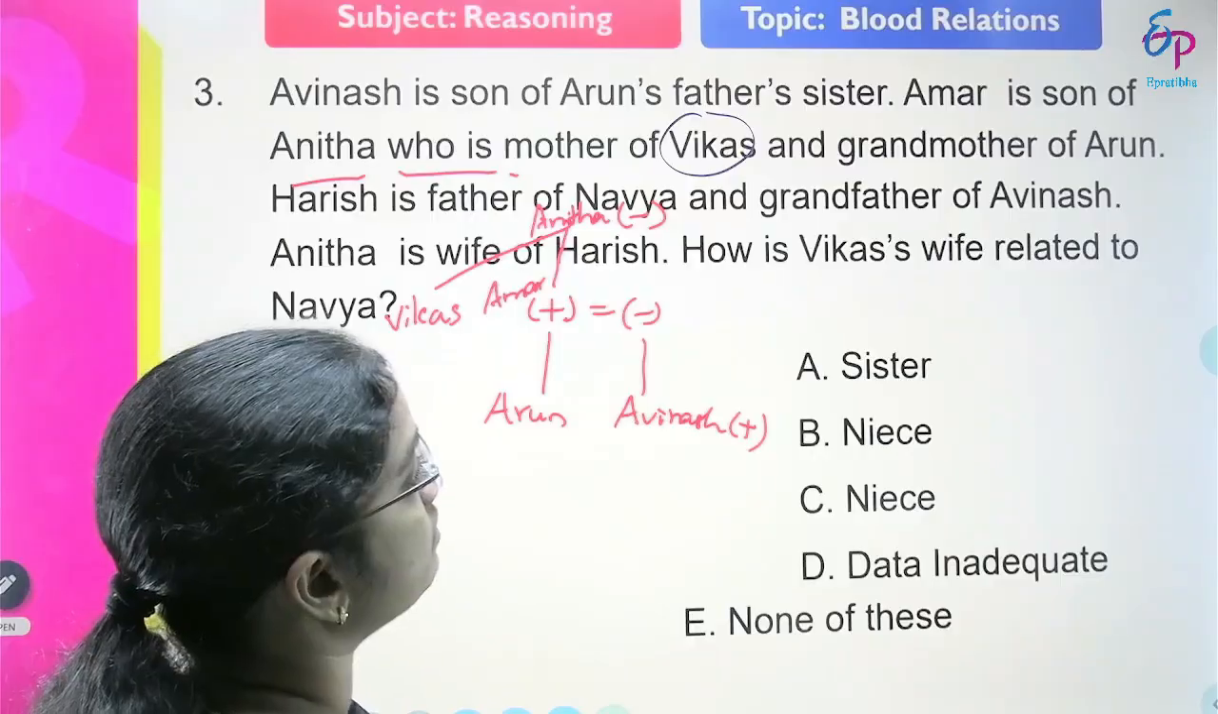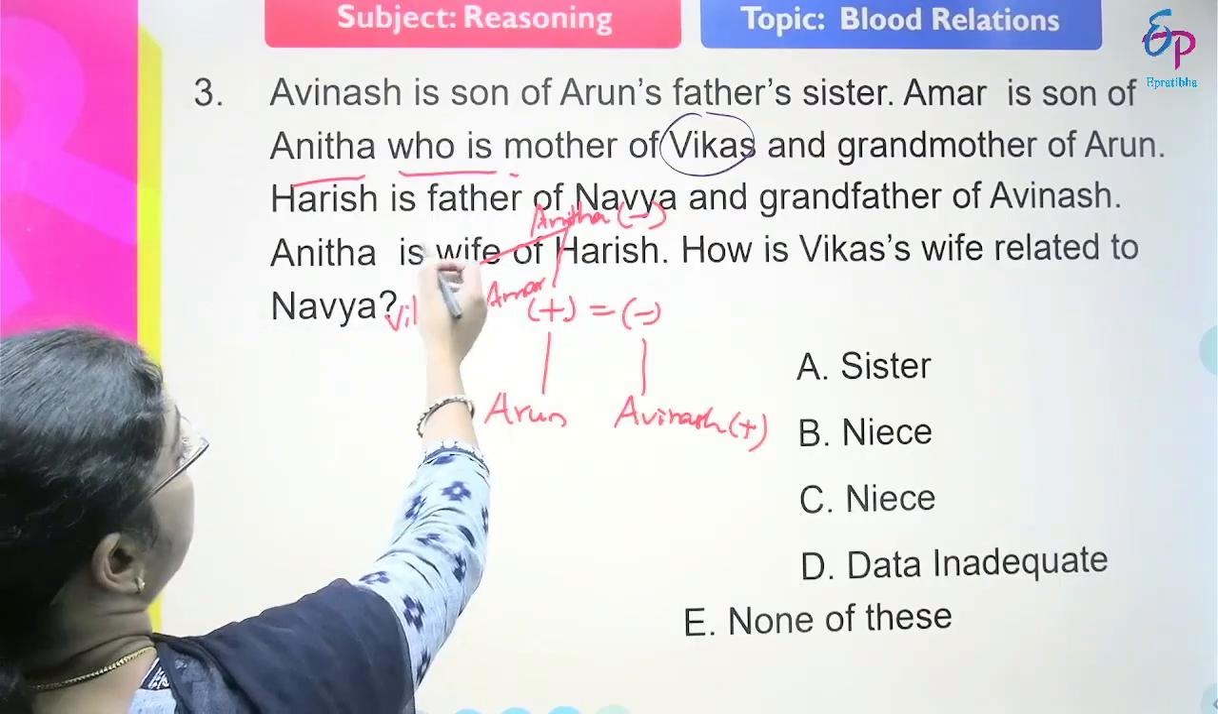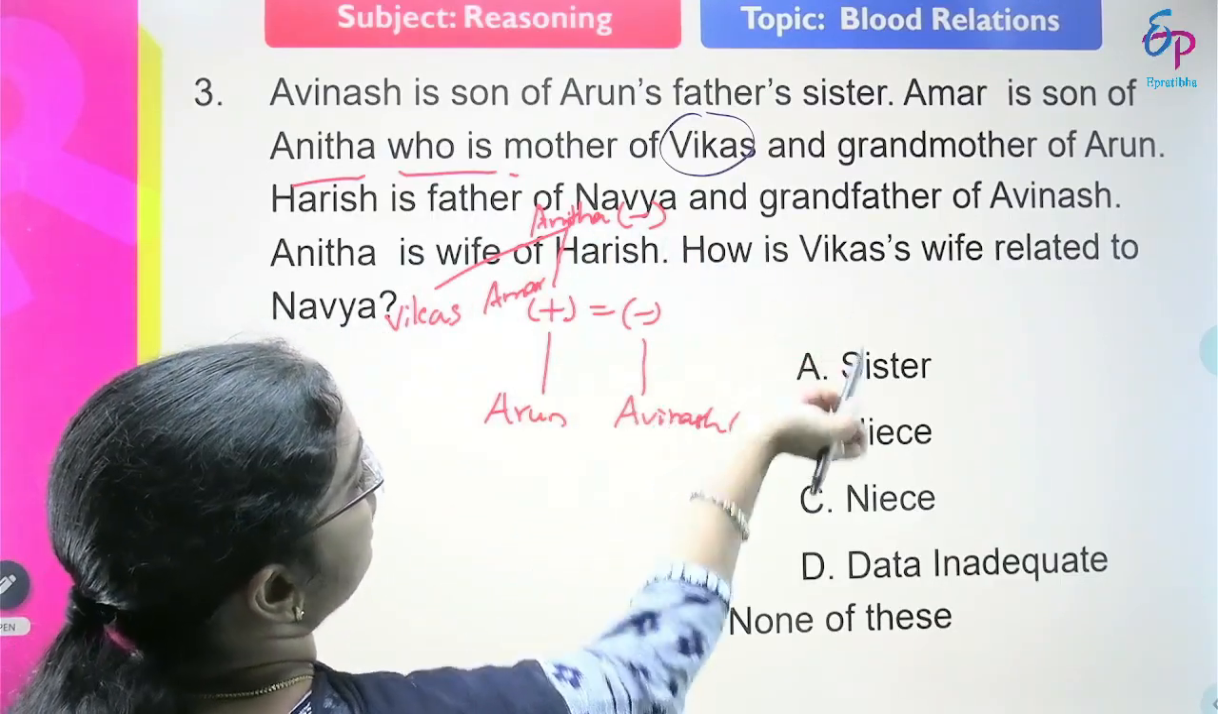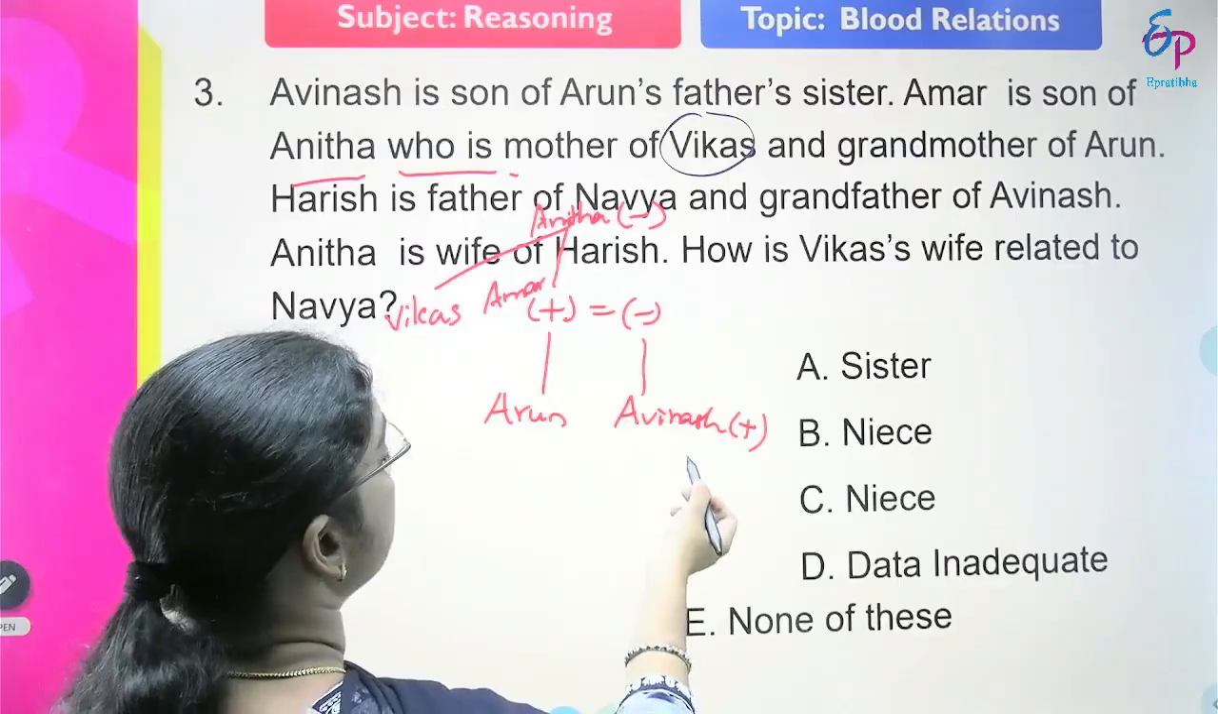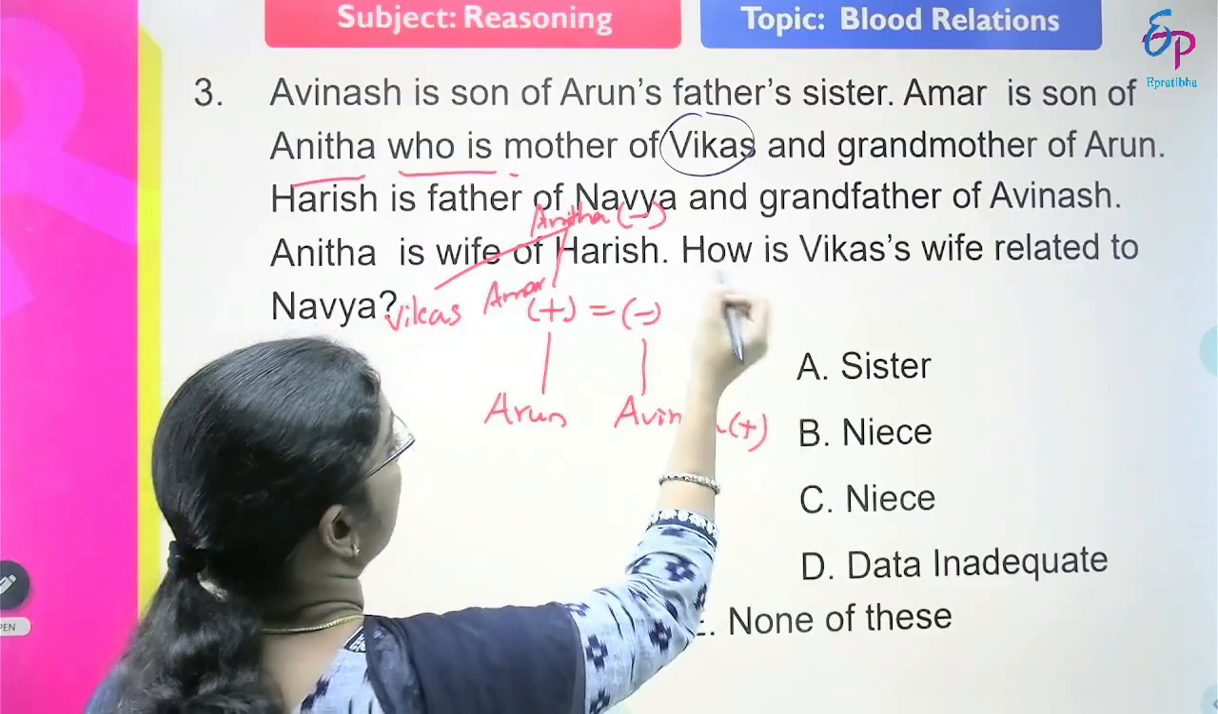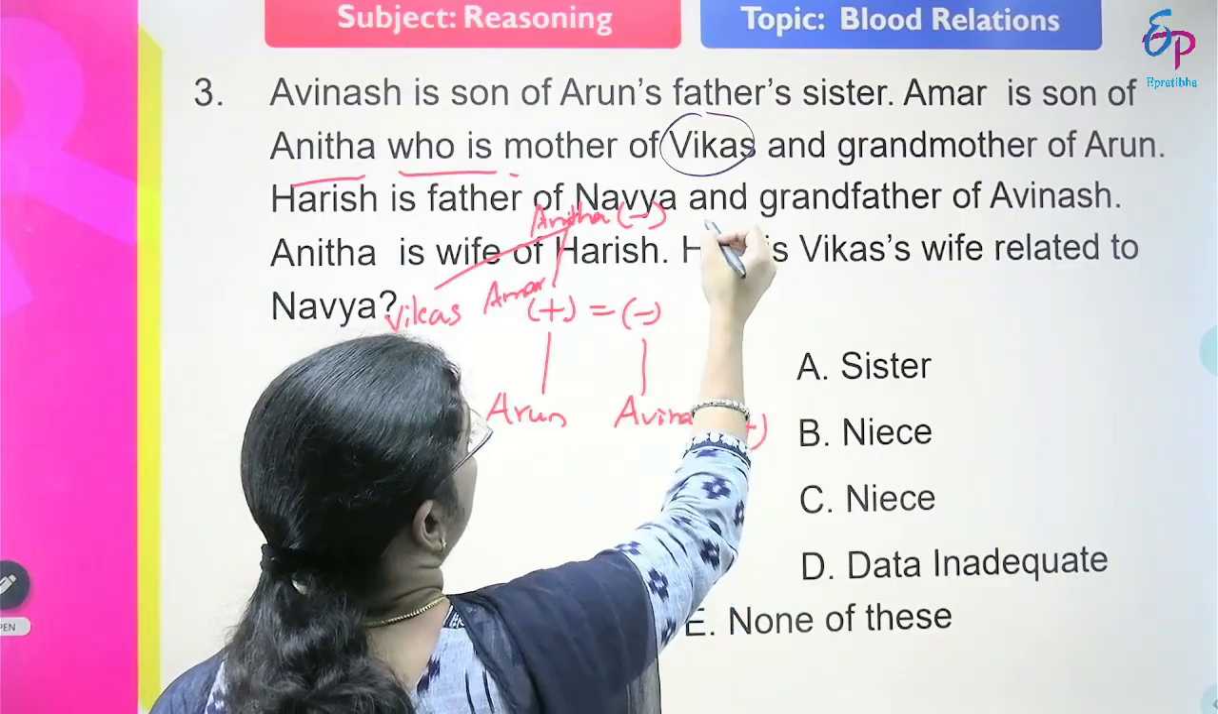Then the next information: Harish is the father of Navya and grandfather of Avinash. Okay, Harish is the grandfather of Avinash. So here we need to take Harish.